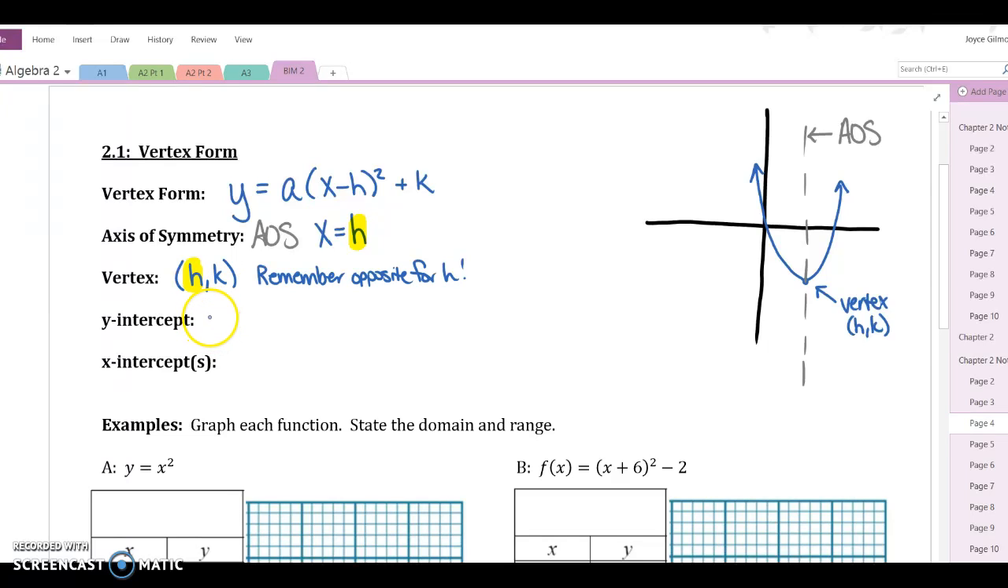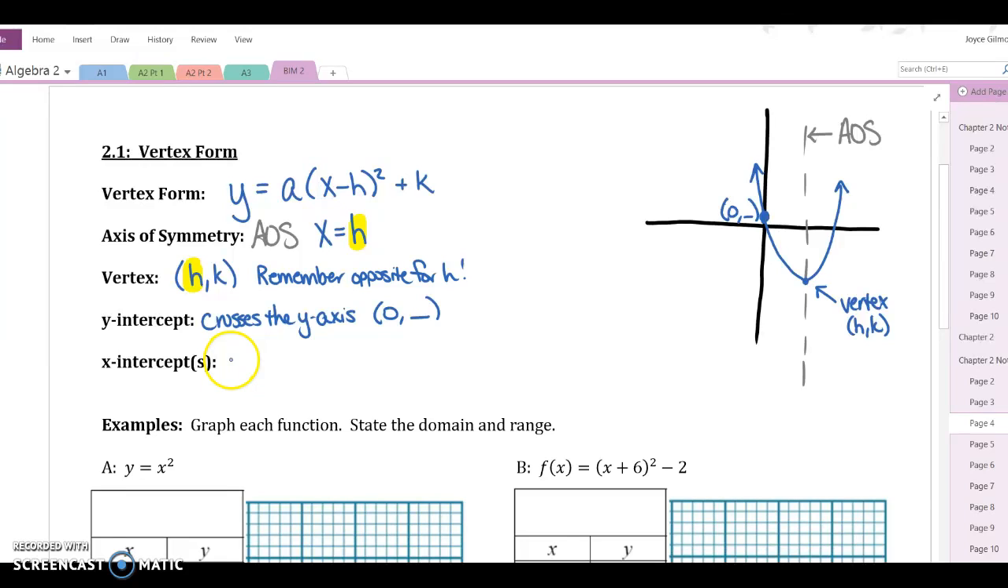The y-intercept is where the graph crosses the y-axis. And this point has the coordinates 0 comma something. So if you're ever asked, what is the y-intercept of this function, you can put 0 in for x and figure out what y equals. That would be the y-intercept.